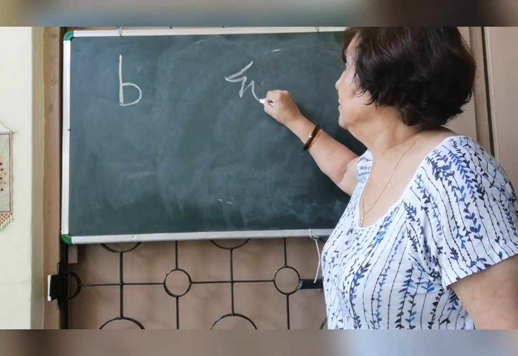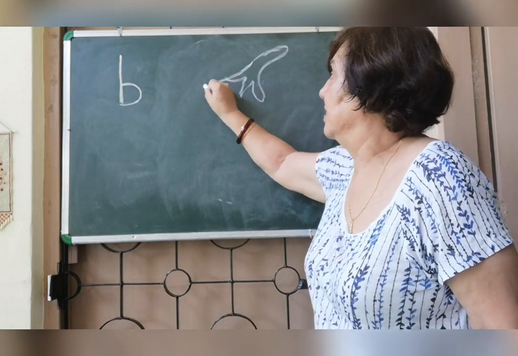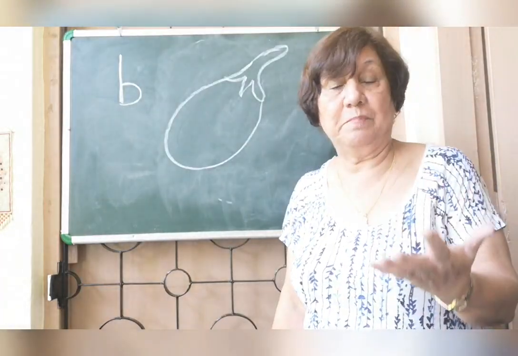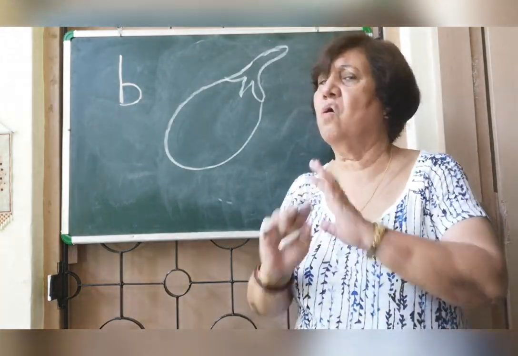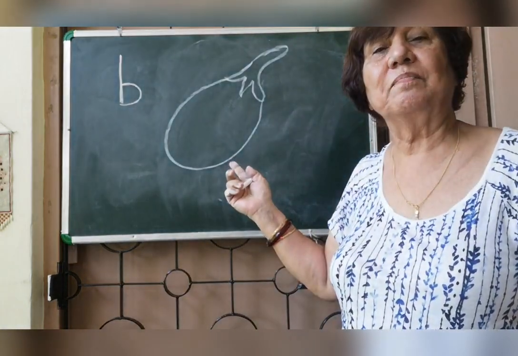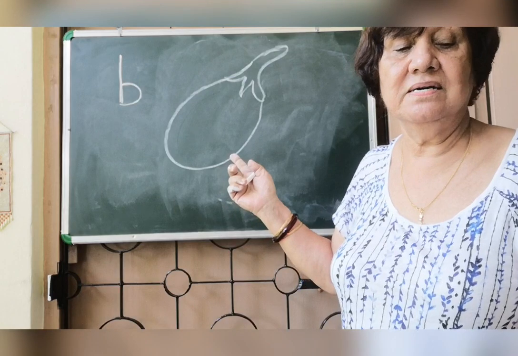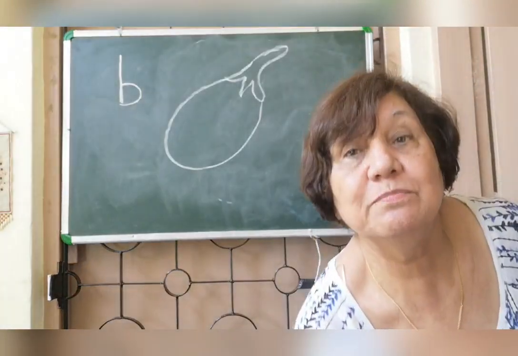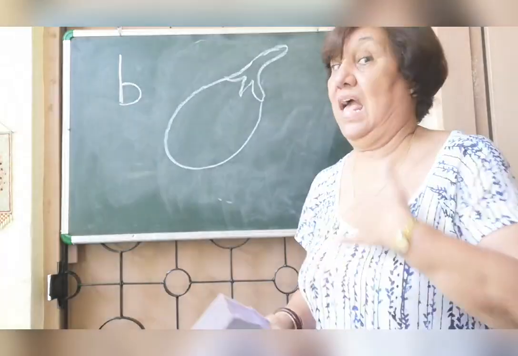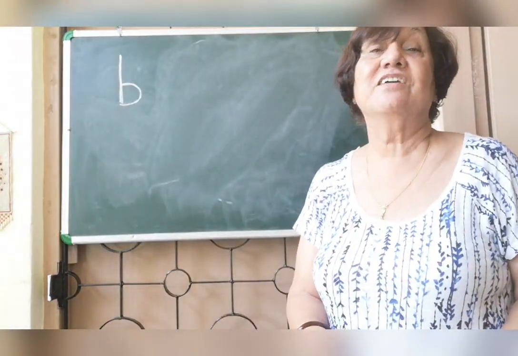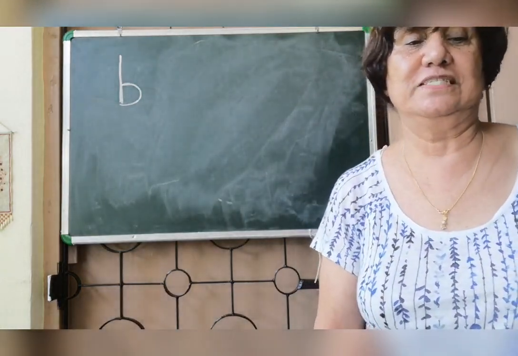Now, I'm going to draw a vegetable. You get it in two colors, either purple and green or all green. And what vegetable is this? Brinjal. Yes. Do you like to eat brinjals? Well, I like to eat brinjals. And I like to eat fried brinjals.